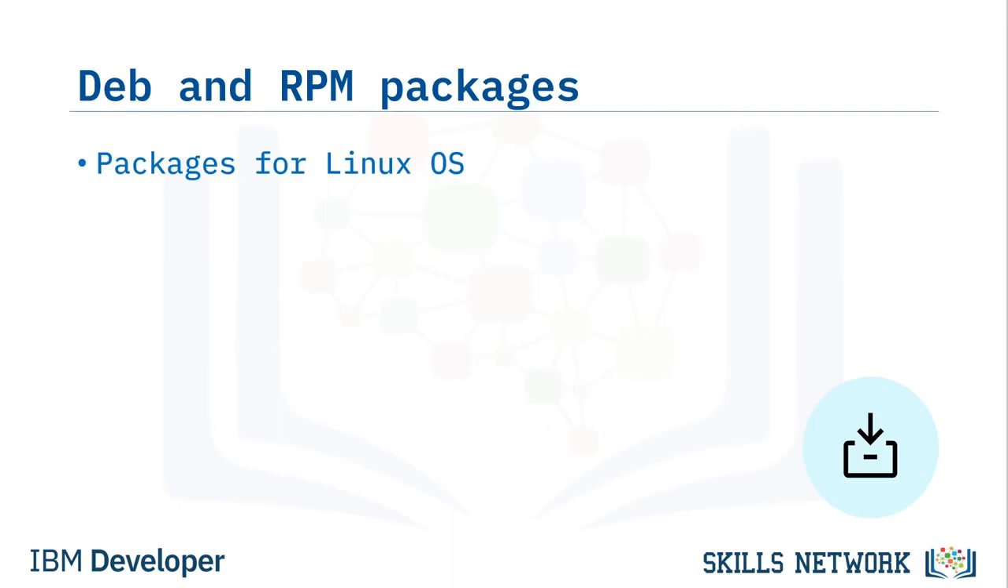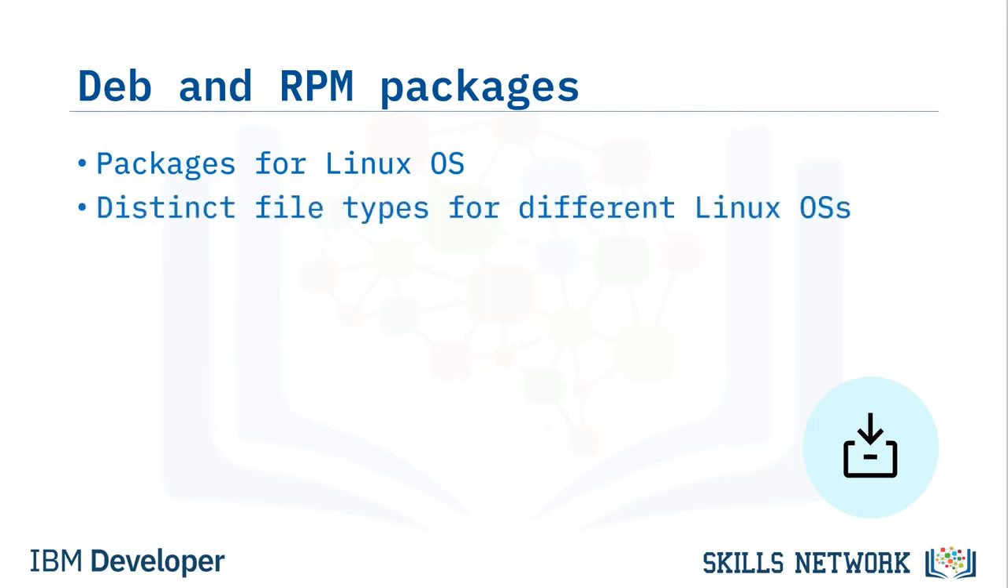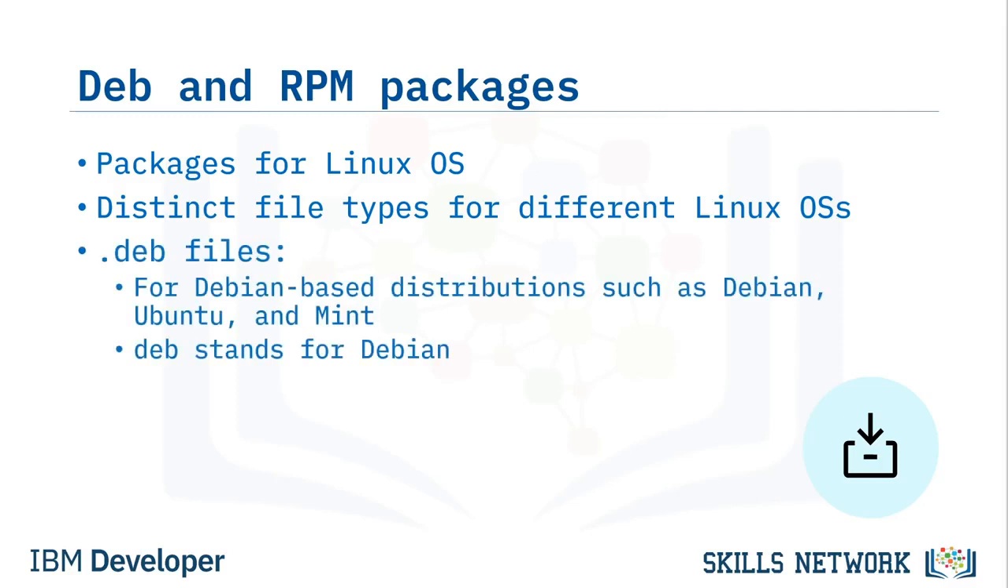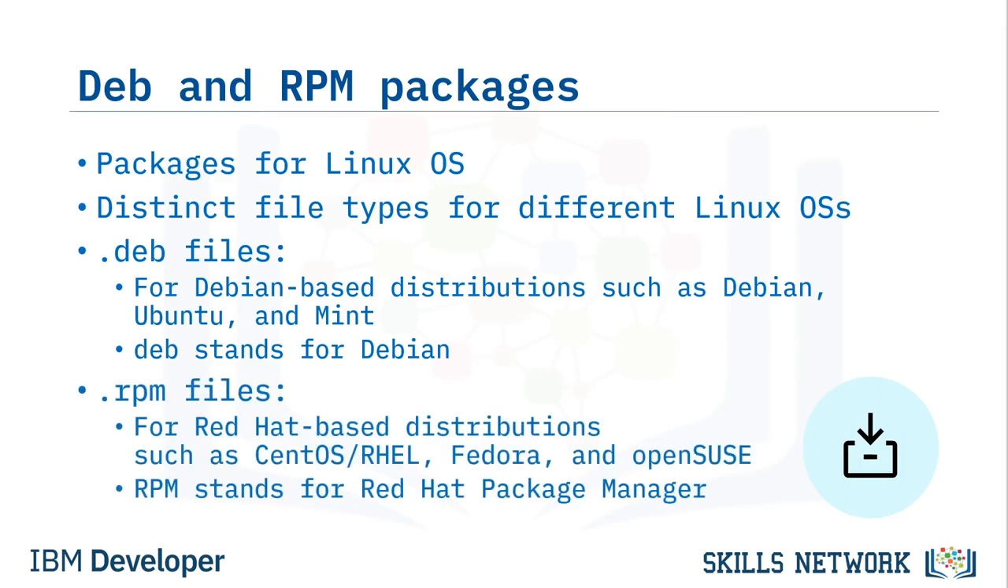Deb and RPM packages are used by package managers in Linux operating systems. They are distinct file types containing software or updates for different Linux operating systems. .deb files are used for Debian-based distributions such as Debian, Ubuntu, and Mint. Deb stands for Debian. And .rpm files are used for Red Hat-based distributions such as CentOS, Red Hat Enterprise Linux, Fedora, and OpenSUSE. RPM stands for Red Hat Package Manager.